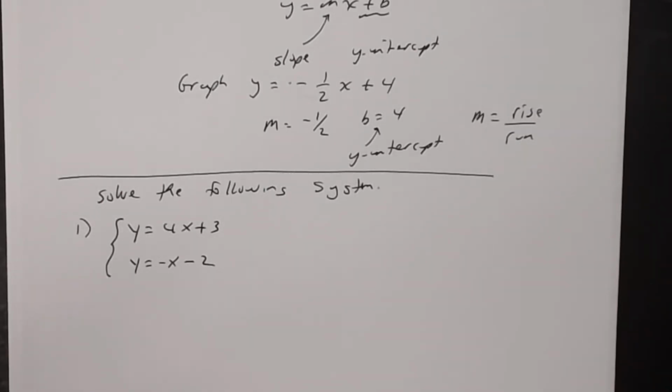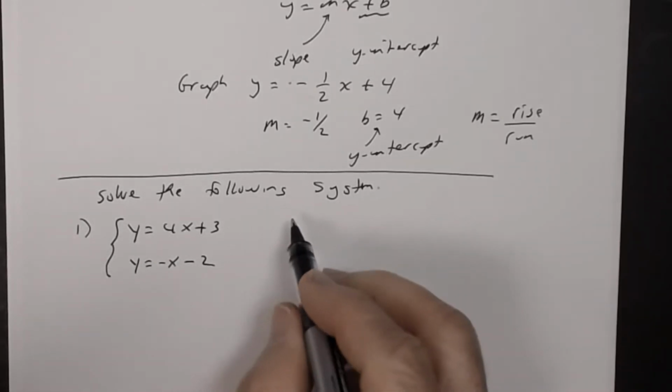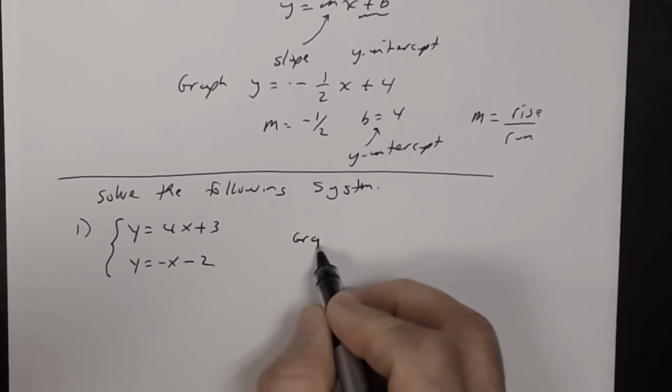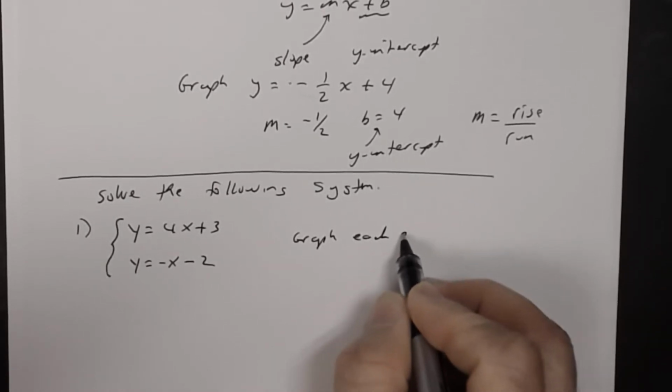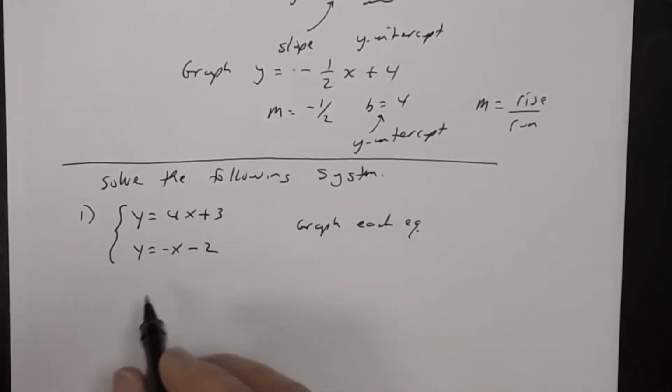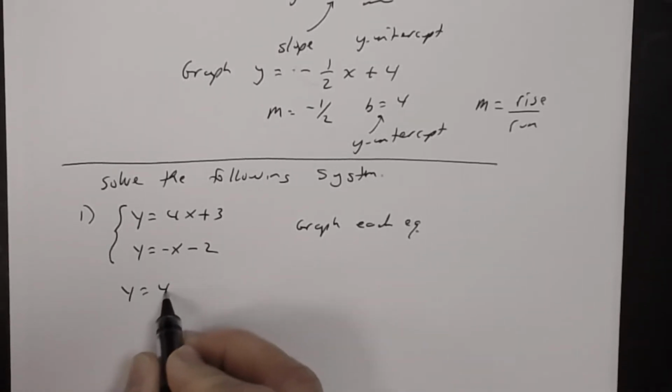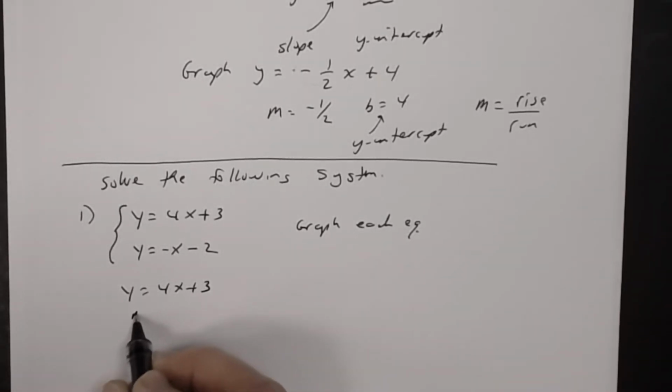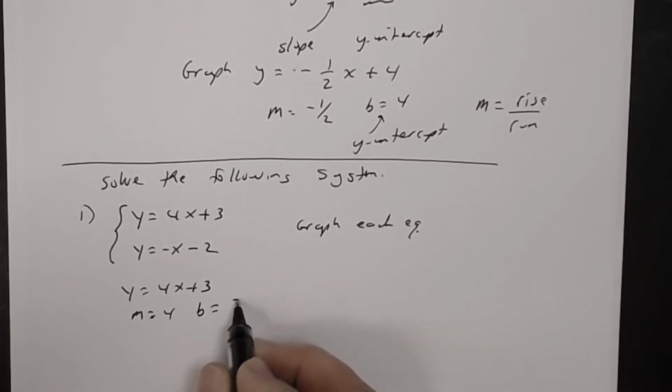Okay, so the first thing you're going to do is graph each equation. You're going to graph each equation, all right? So graph each equation first. And so again, we're going to do this using slope-intercept form. Now notice that both of those equations are already in slope-intercept form. So let's look at the first equation. Y equals 4x plus 3. So the slope is 4, right? And the y-intercept is 3.